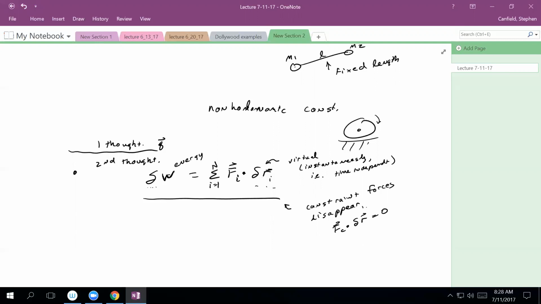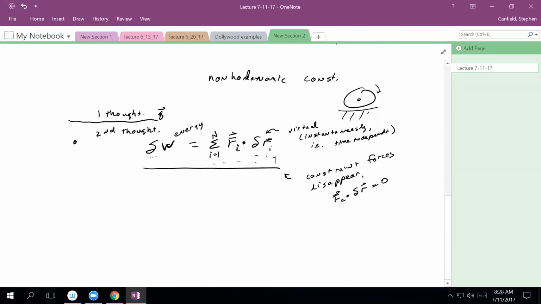So the second thought is I can write my virtual work at any time, and the nice thing about the virtual work is that I can completely describe the energy or the work in the system by simply dotting the active or the external forces with the virtual displacement. An aside on this is that if the system is in equilibrium, which I guess is what we assume, then the virtual work has to equal zero. So that's true for systems in equilibrium.